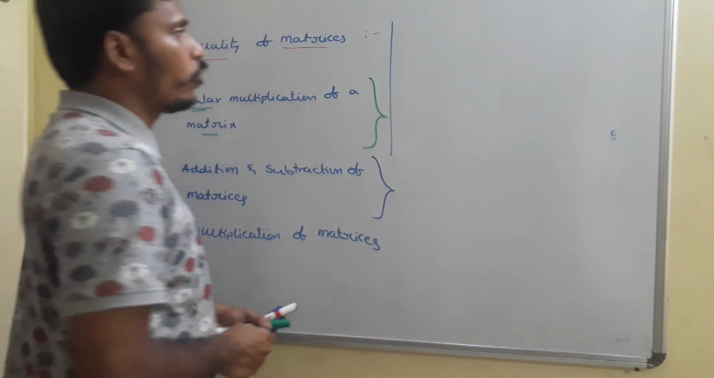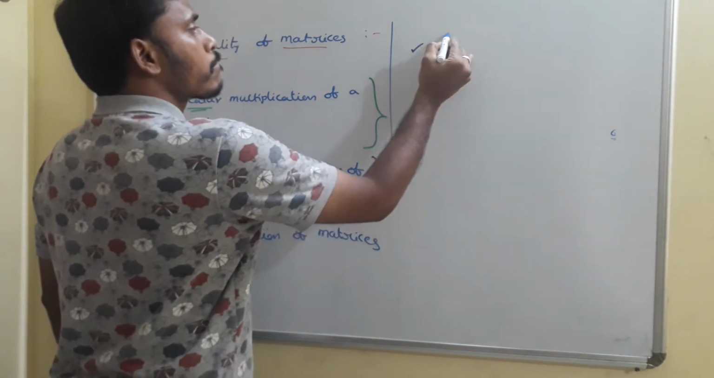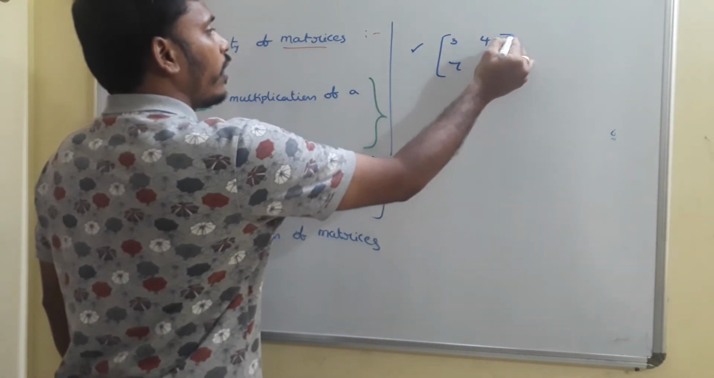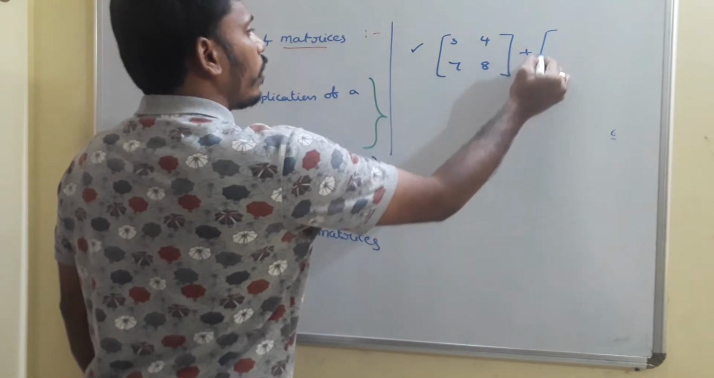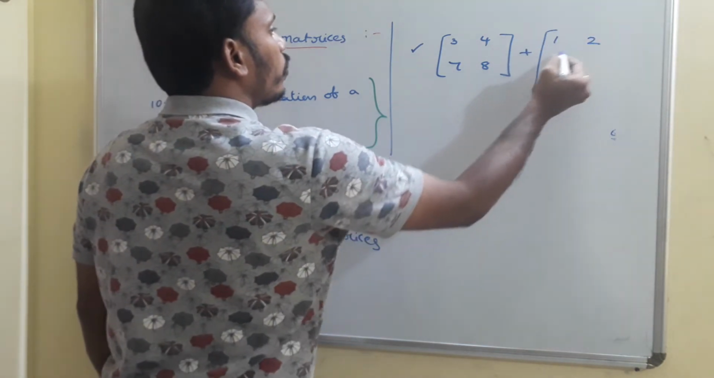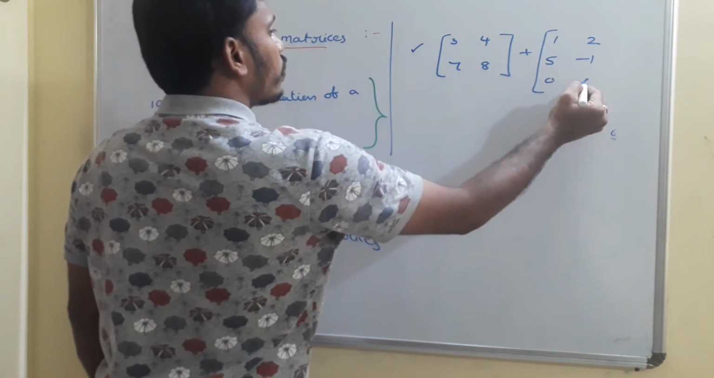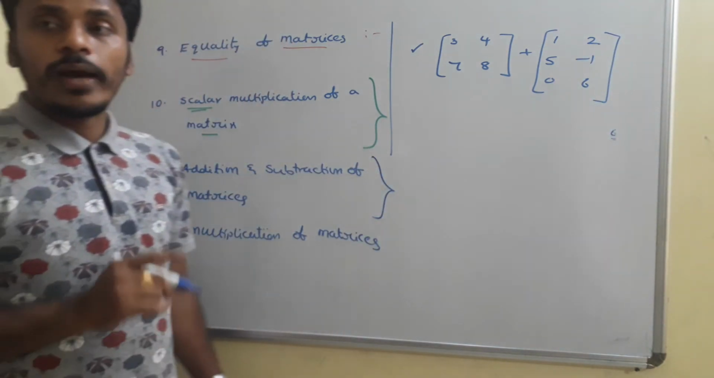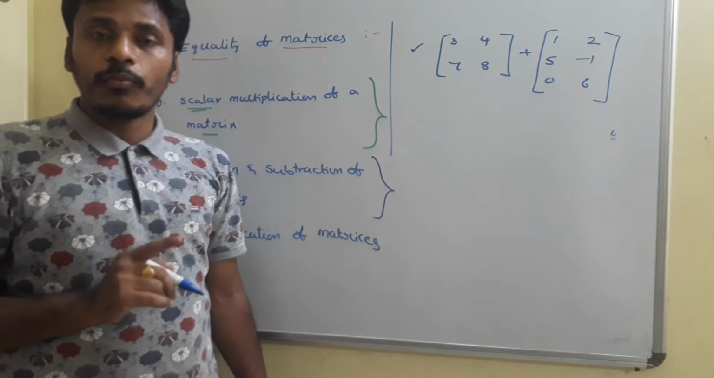One more example, if you look there. For example, I have a matrix like this, 3, 4, 7, 8, plus I have one more matrix here, 1, 2, 5, minus 1, 0, 6. Is there any possibility to add? See, while adding, you need to think about their orders.